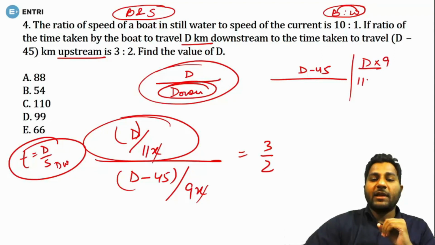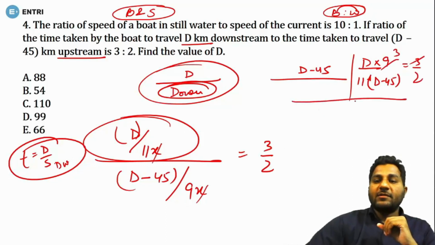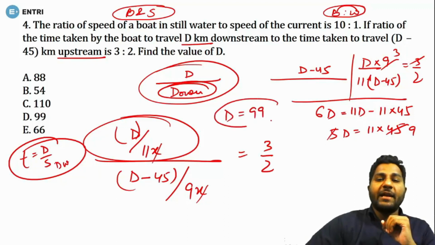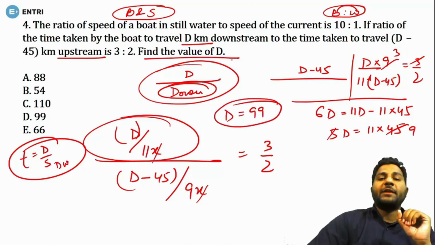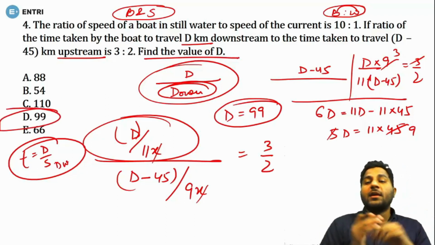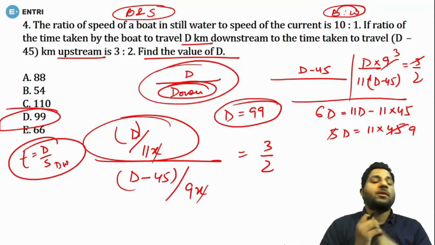That means 9d upon 11 into (d minus 45) equals 3 by 2. So that means 6d equals 11d minus 11 into 45. Now 5d equals 11 into 45. So the value of d will come as 99. You get this. We needed to find the value of d and we got it by solving the equation. So it was a good question. Just need to remember the concept.